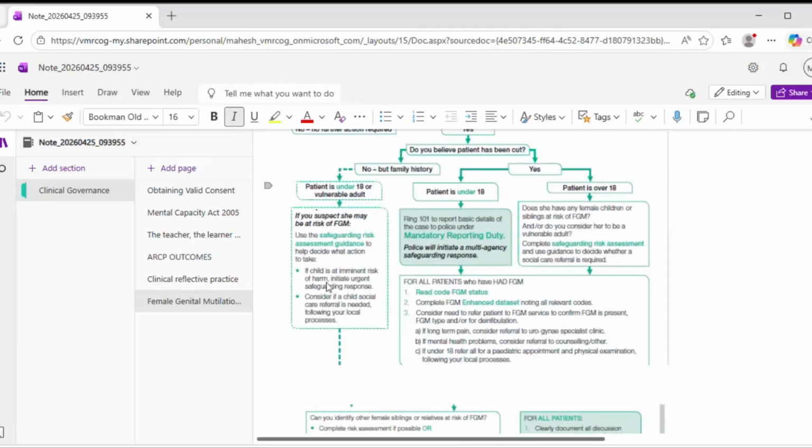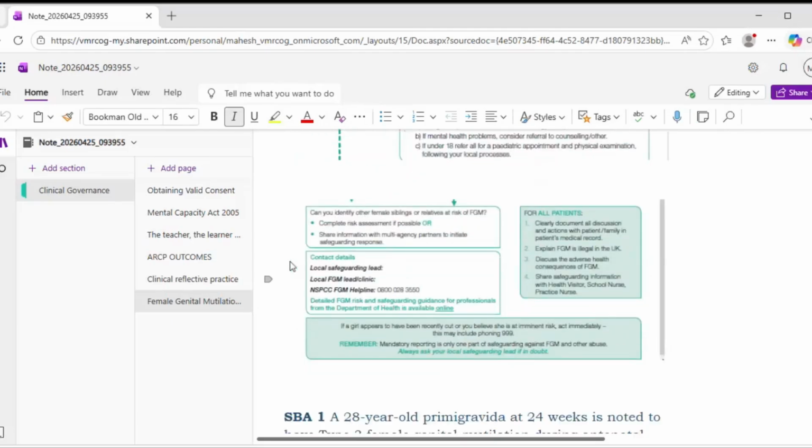So if on history the patient comes from a community where FGM is practiced but has not undergone FGM, she will always be at risk of undergoing it. So we will do the safeguarding risk assessment, and if there is imminent risk of harm, we will initiate the urgent safeguarding response. We will also consider the child social care referral if needed. This is the pathway when there is no FGM, but the patient comes from a community where FGM is practiced.